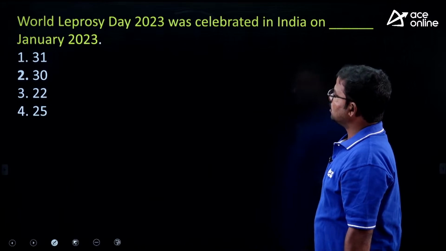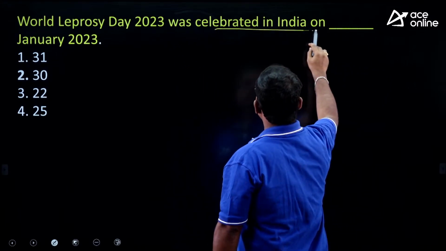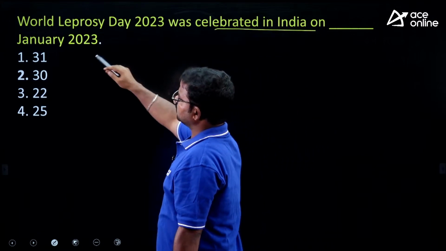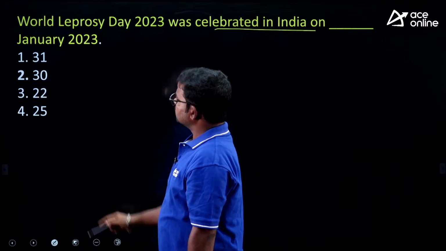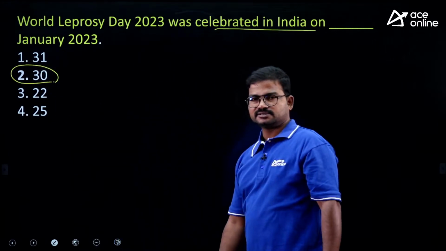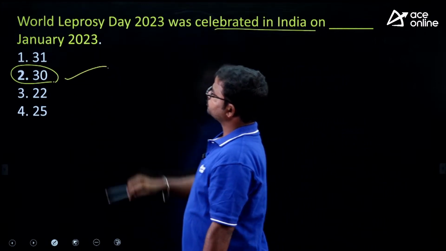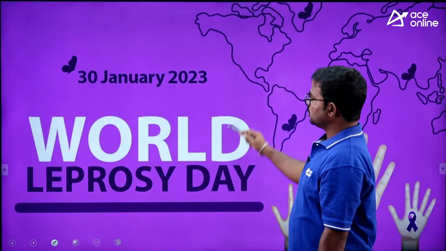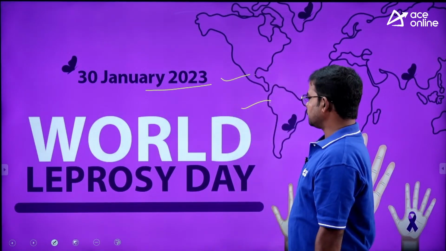Next, World Leprosy Day 2023 was celebrated in India on dash. Okay, so on which date do we observe World Leprosy Day? So mostly we observe it on January 30. Okay, so here the option is 2. Here it is 30 January 2023, World Leprosy Day.